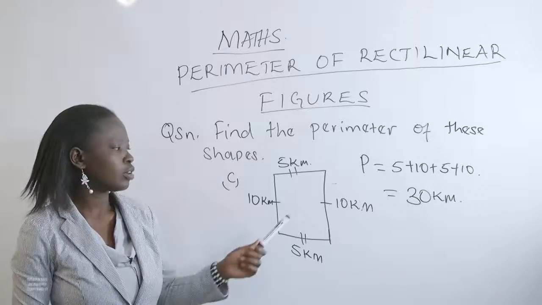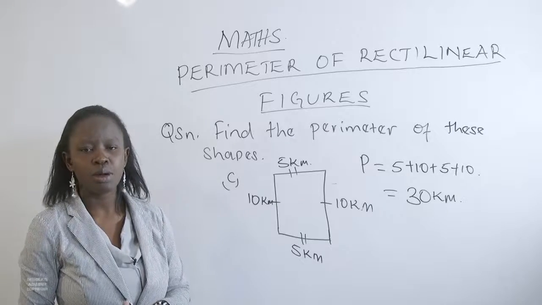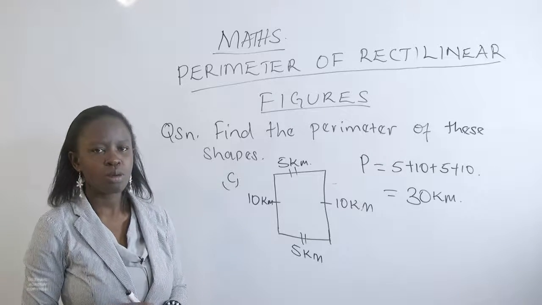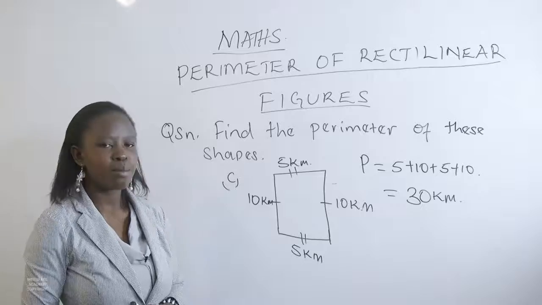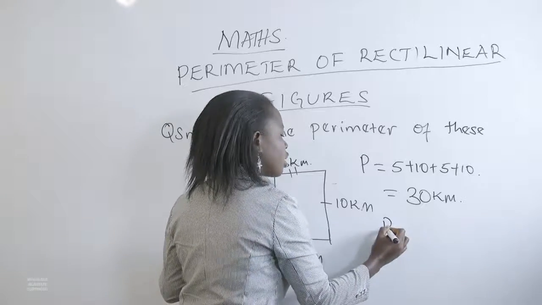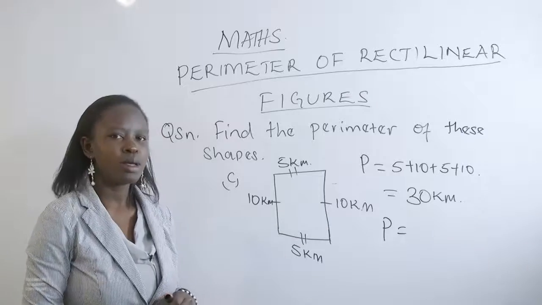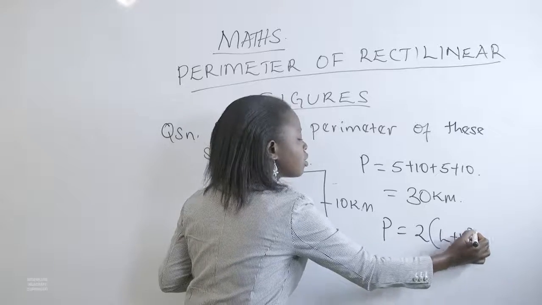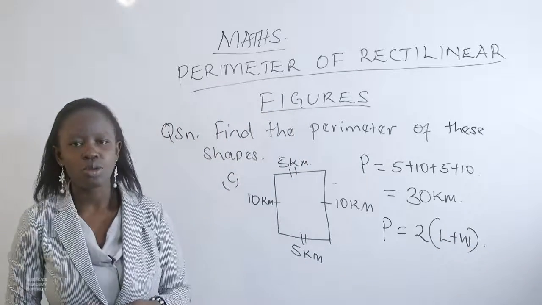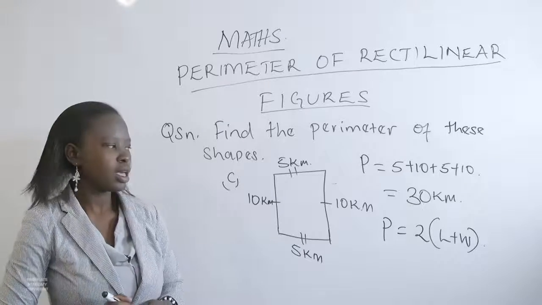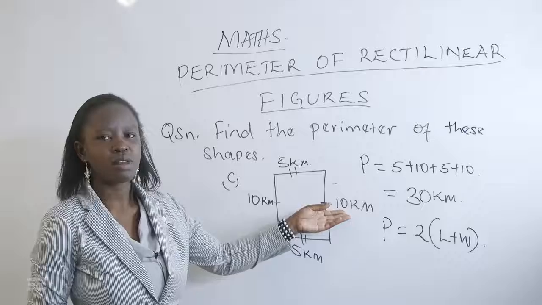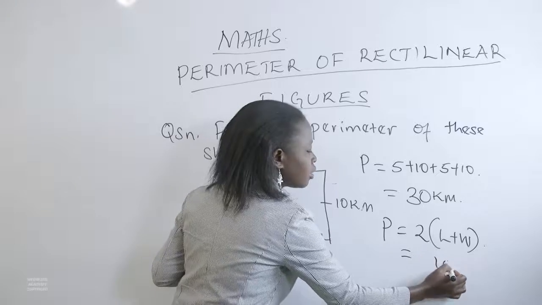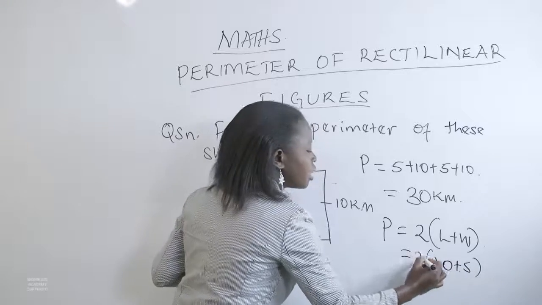Alternatively, we are talking about a rectangle. And being a rectangle, we know that a rectangle has the length and the width. So we can apply the formula for finding the perimeter of a rectangle, which is given by 2 into length plus width. So 2 into the length plus the width. In that we are having 10 and 5 as our length and width. So we simply add 10 plus 5 multiplied by 2.